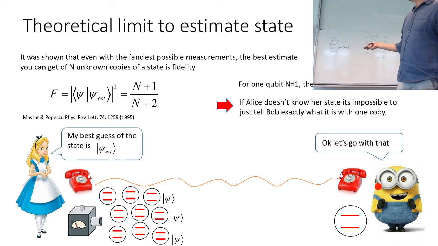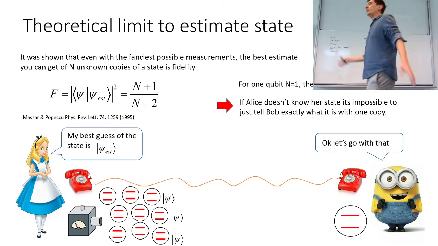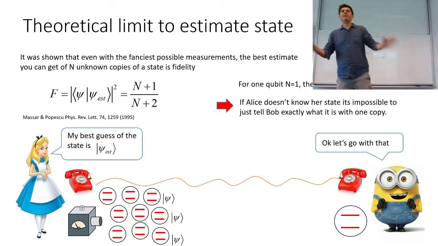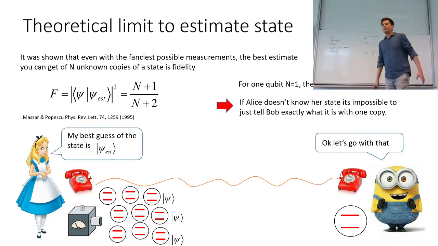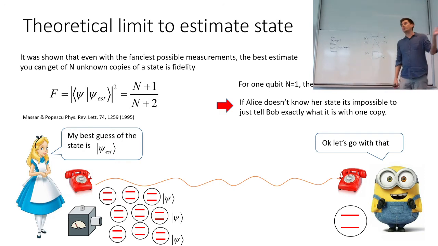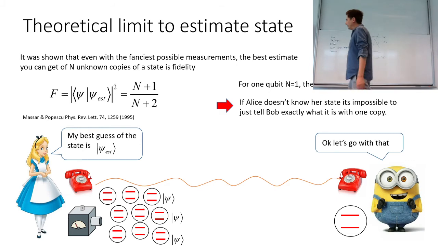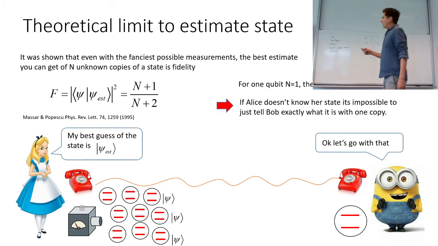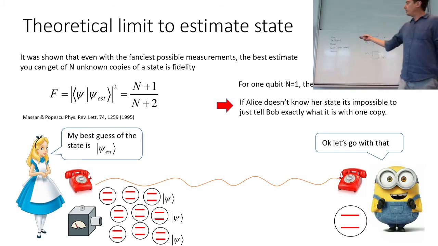Alice could just phone up Bob and say, okay, I did an infinite number of measurements. It took a long time, but I worked out that it's this state. Bob, please go and prepare that. That would work, but of course it requires an infinite number of qubits. Okay, so the best you can do with 1 qubit is 66%. Just remember that.